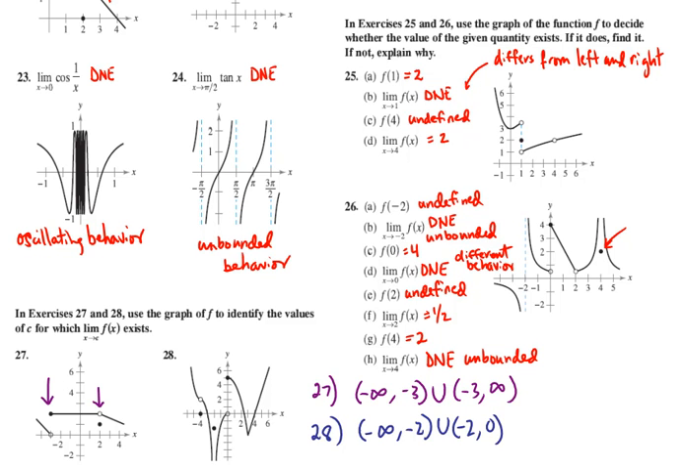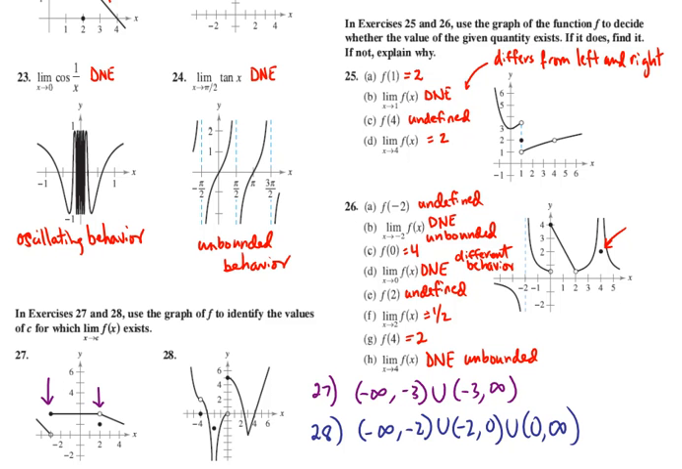However, after that point, there is no behavior differing from the left and the right. There's no unbounded behavior, and there's no oscillating behavior. So we'll include everything from 0, not including 0, on to positive infinity. And that's the way you would do these particular problems here.